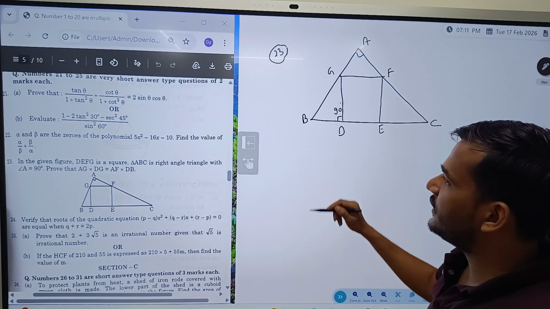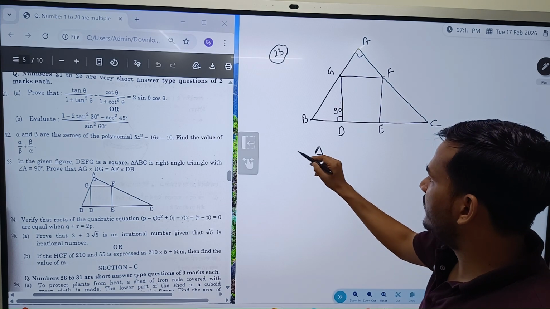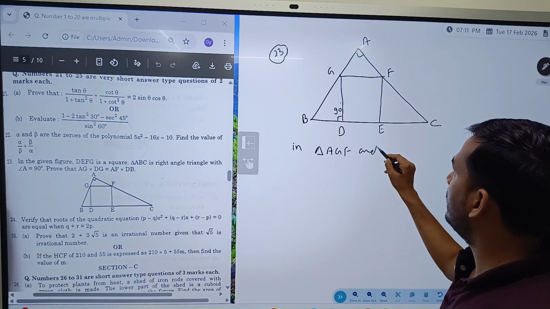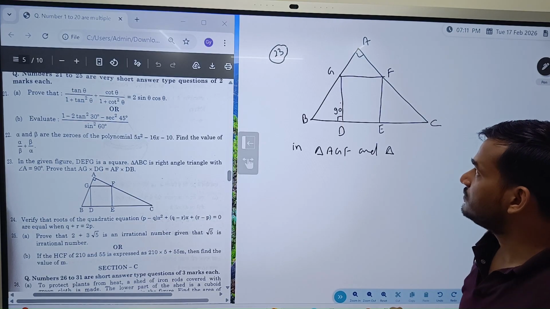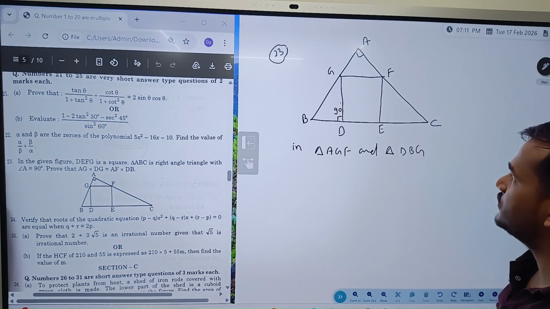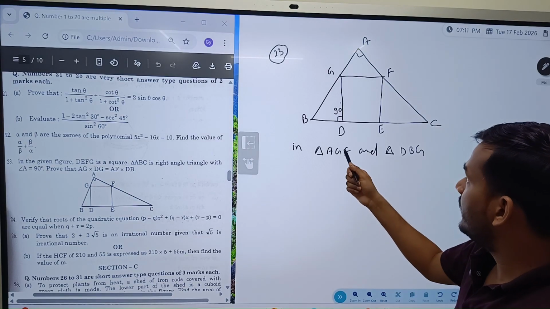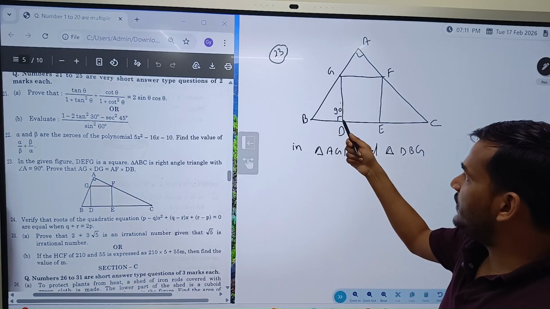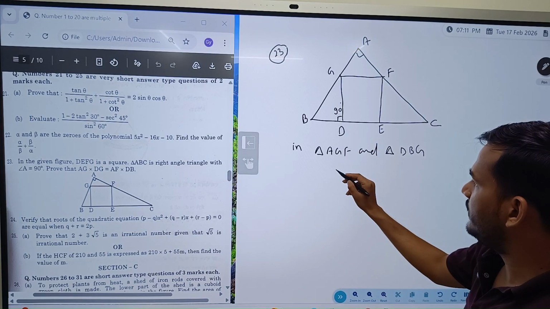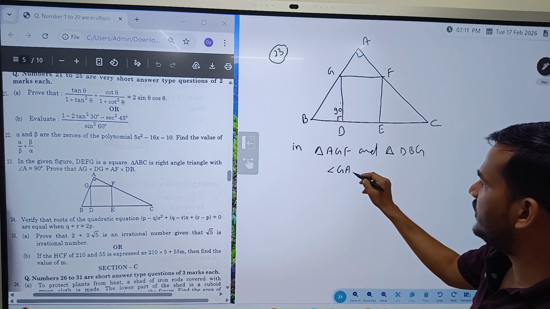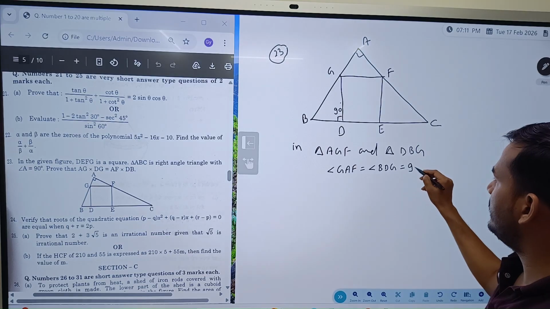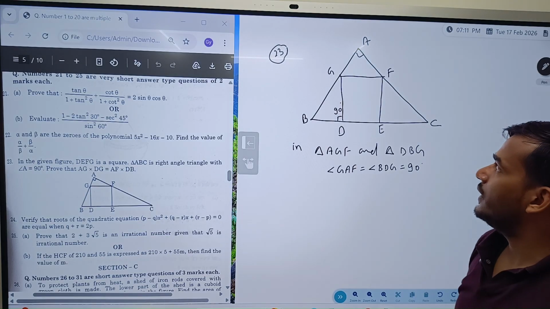And now look, triangle AGF and triangle DBG. So in these two triangles, this angle A is equal to 90 degrees, angle D of this triangle DBG is also 90 degrees. So we can write, angle GAF is equal to angle BDG, and this is equal to 90 degrees in both the triangles.